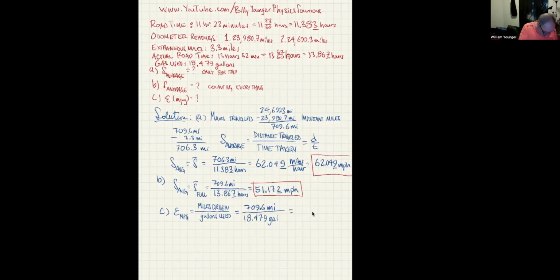it might help if my calculator's on, because evidently that's a lot better thing to do. 709.6 divided by 18.479. Looks like I got all the numbers written right. And that gives me 38.40.